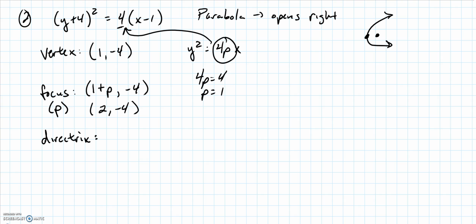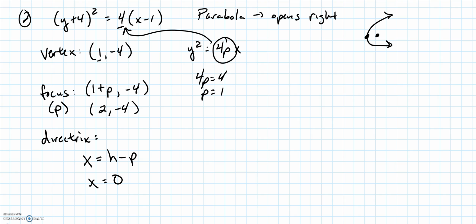There's my focus. And the directrix is just whichever value we're changing, which in this case is x, equals, and it's going to be my h value minus p. So for us, it's x equals 1 for h, because that came from the vertex, 1 minus p, so that's 1 minus 1, which is 0.